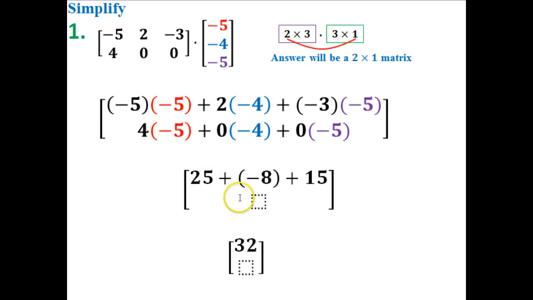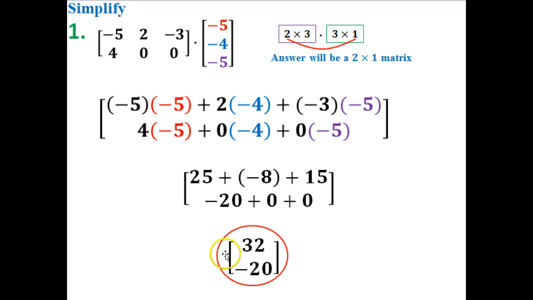Now let's simplify this bottom row. I've got 4 times -5, which would yield -20. 0 times -4 would be 0, and 0 times -5 would be 0 as well. So now I've got -20 plus 0, which gives me -20. This is my answer after I've simplified everything. Notice that this is a 2 by 1 matrix, and 32 is what the top simplified to, and -20 is what the bottom one would be.